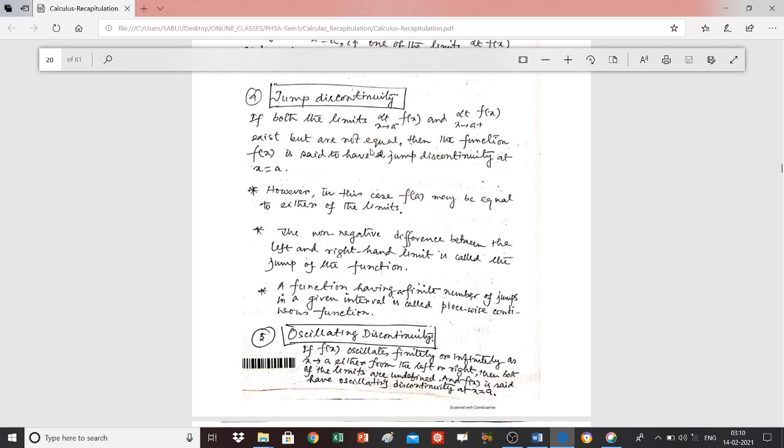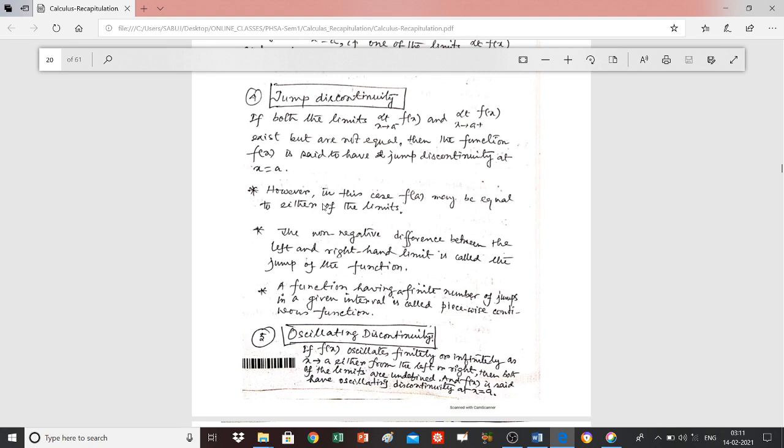Both of them exist but are not equal, they have different values, then the function f(x) is said to have jump discontinuity at x equal to a. The difference of them actually gives the jump of the function. So if you calculate the value of the left hand limit and the right hand limit, and you observe that these two limits are not equal, then you can say that this function has jump discontinuity at the point x equal to a.